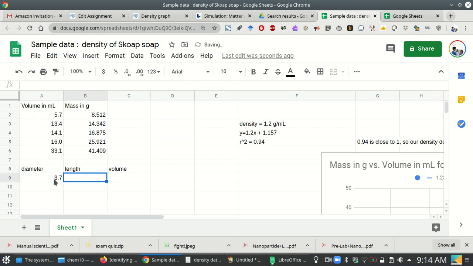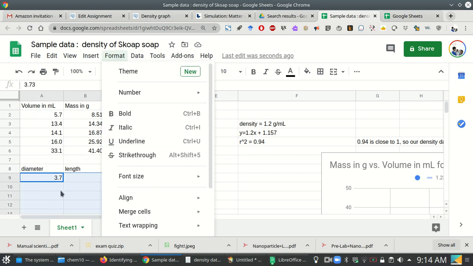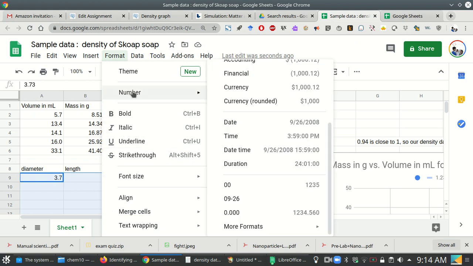And the length, oh, this is rounding again. Oh, I have to make it not round, sorry. So I go to Format, I highlight the boxes that I want to use. I go to Format, and I want to make it not round stuff.